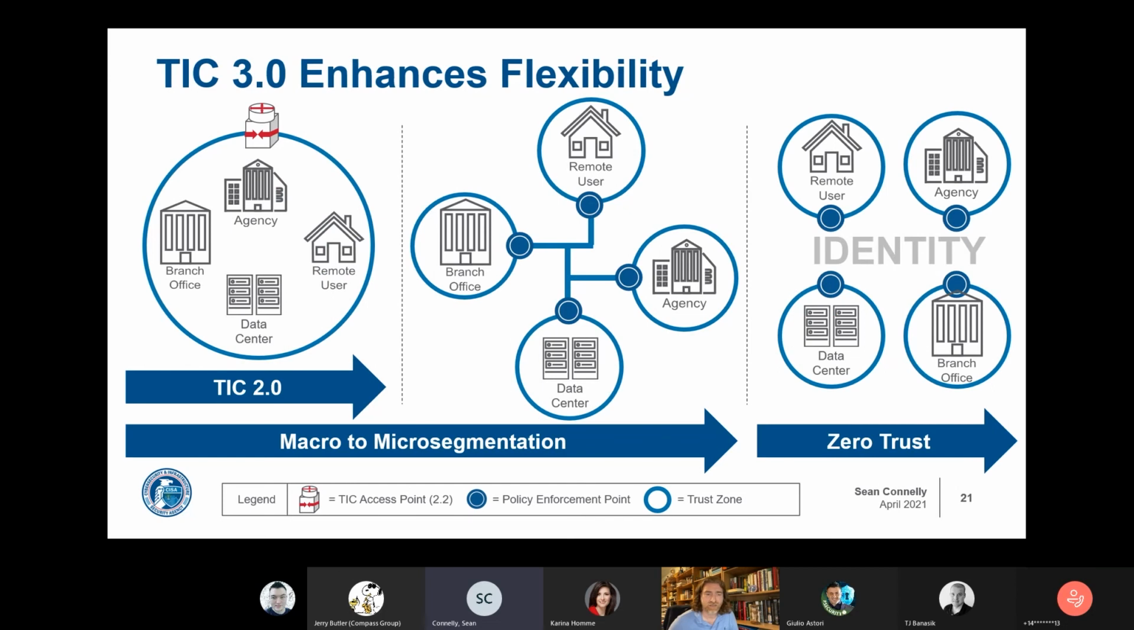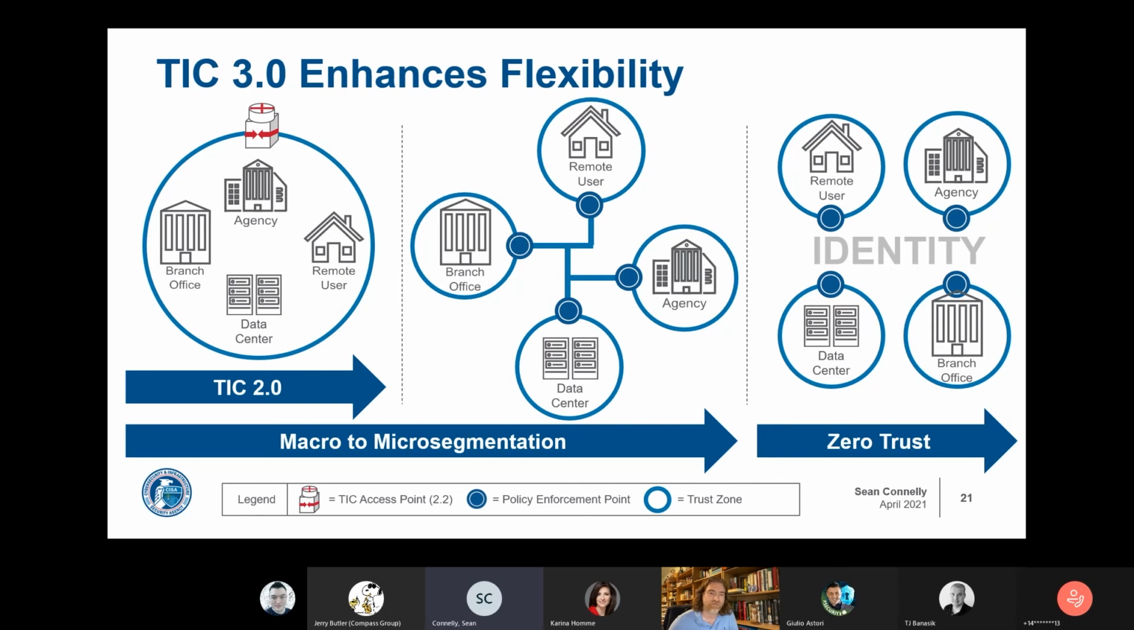So TIC 3 also enhances that flexibility. We show the flexibility the agency has in choosing a security framework that best suits their needs. We show the 4 resources: agency headquarters, data center, remote user. We saw this slide before from the perspective of a compromised environment. This time, we show the flexibility in positioning the security.